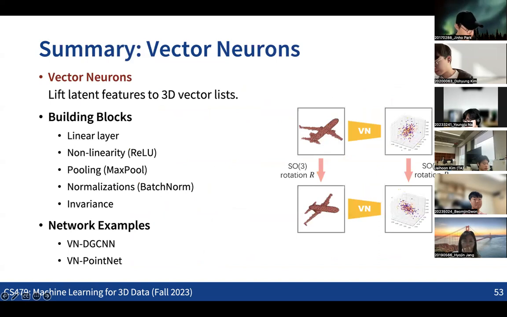So in summary, we discussed the idea of how we can transform the given PointNet into rotation invariant and equivariant architectures, lifting the scalar features into 3-dimensional vector features. The idea was replacing each building block of the neural net, the linear layer, ReLU function, max pooling, and batch normalization, with rotation equivariant layers, modifying PointNet and DGCNN. And we can easily achieve rotation invariance and equivariance in this case. Any questions on this?